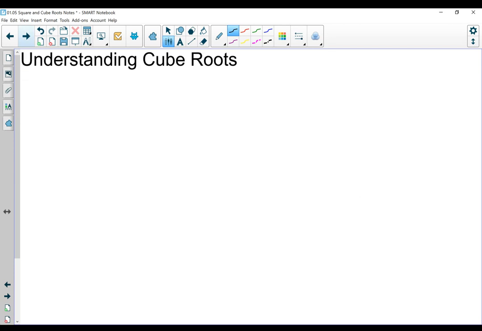A lot of information in this section. So, understanding cube roots. If we can have perfect squares, we can also have perfect cubes. To give you a couple of examples, 2 times 2 times 2 would be the same thing as 2 cubed, which is 8. And so when I take the cube root of 8, it is going to equal 2.